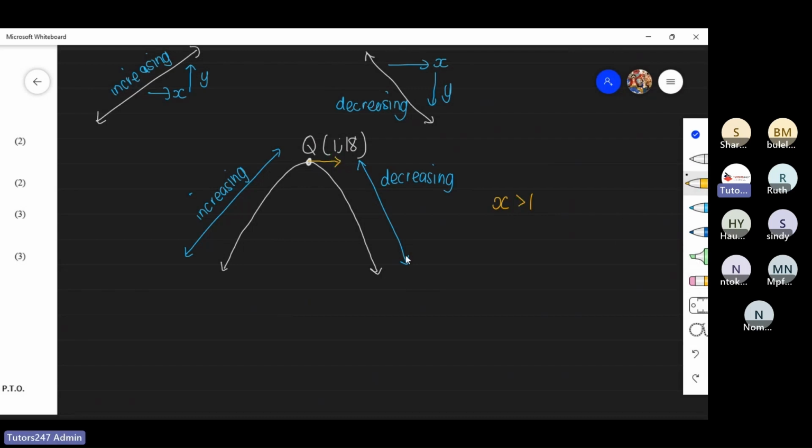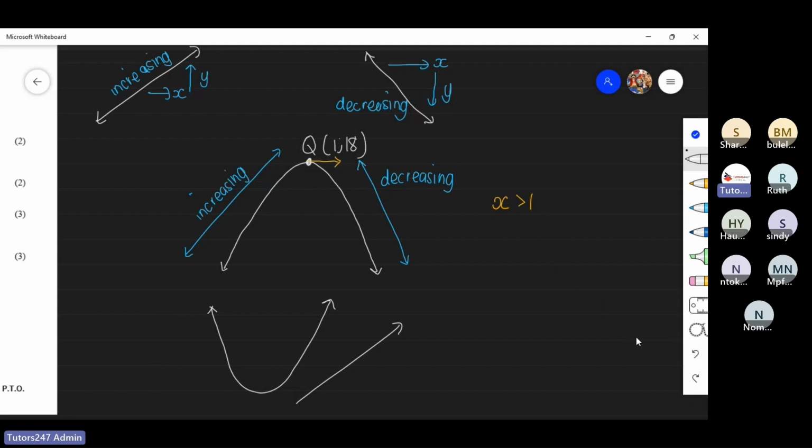Draw your linear increasing and decreasing functions on either side of the turning point and identify which side, the left-hand side or the right-hand side of the turning point, has an increasing or decreasing area. If it was a smiley face graph, if a was greater than 0, it would be the opposite. So on the right, you'd have increasing, and on the left, you would have decreasing. Okay, so be careful with that. So our answer is therefore x greater than 1.